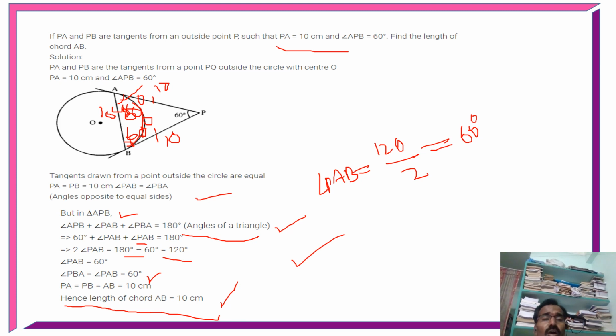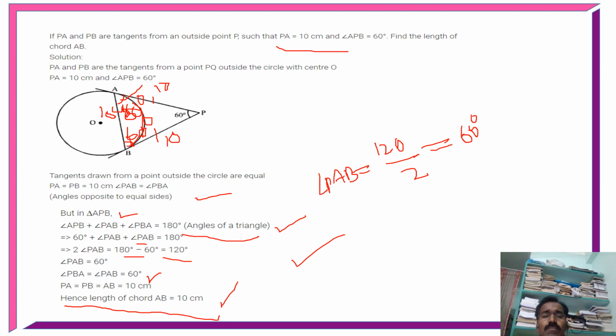So automatically we can prove each angle measures 60 degrees. When each angle in a triangle measures 60 degrees, it is an equilateral triangle. According to the properties of an equilateral triangle, all three sides are equal. AB is one of the sides of triangle PAB.